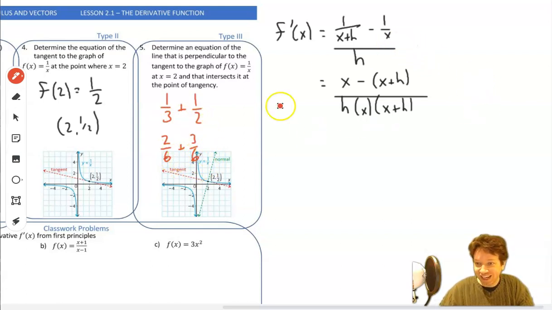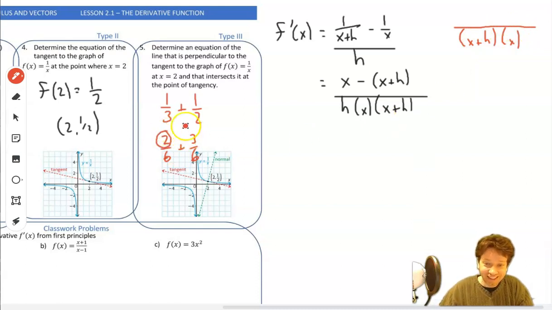Alright, so I'm going to change that common denominator, in this case, to be the multiple of those denominators, which is x plus h and x. Alright then, where did this 2 come from? All I did is multiply each one by those two multiples, so 3 times 2, but the 3 cancels out with 3, so I'm left with 2. Okay? And so, let me rewrite this in a different color.